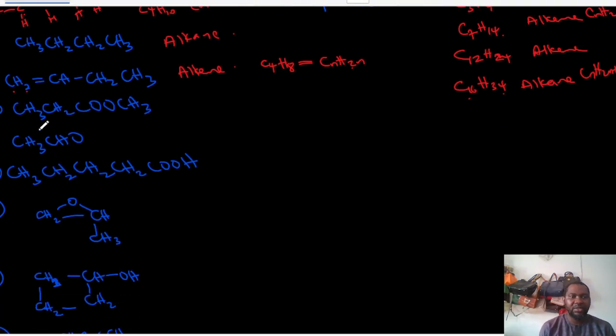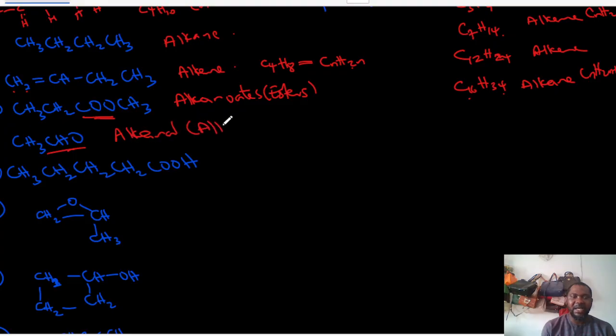Okay, so this one here, the functional group is COO. And whenever you have COO with alkyl groups beside it, that is definitely an alkanoate. Now, alkanoates are also called esters. Kindly note that. Then here, the functional group is CHO. CHO means that this compound is an alkanal. Alkanal also means aldehyde.